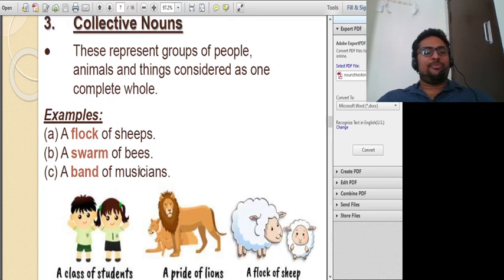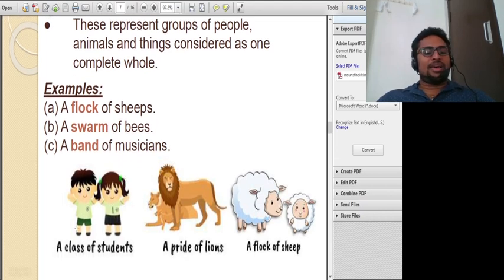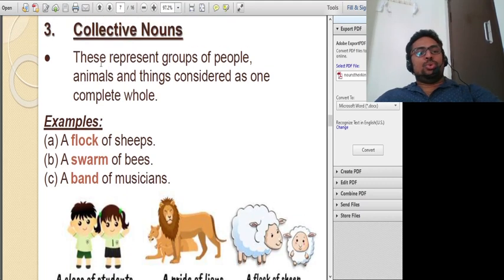A swarm of bees, a group of bees is called a swarm of bees. A band of musicians, a group of musicians is called a band. A class of students, a class may consist of boys and girls, so it is also a collective noun. A pride of lions, a group of lions is called a pride of lions. A flock of sheep. Army, Indian army, army is a collective noun.